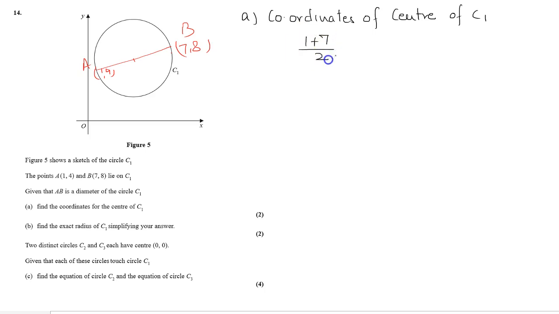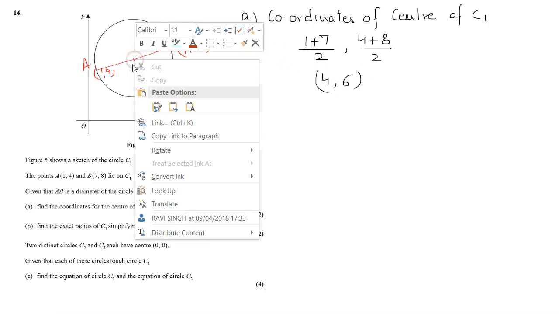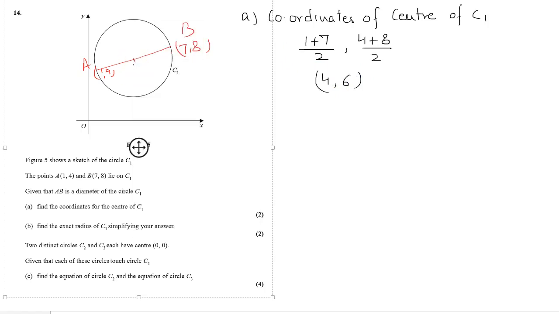This is the diameter. So (1 plus 7) over 2 and (4 plus 8) over 2. This is 8 over 2 is 4. This is 12 over 2 is 6. So this coordinate is (4, 6). Find the exact radius.